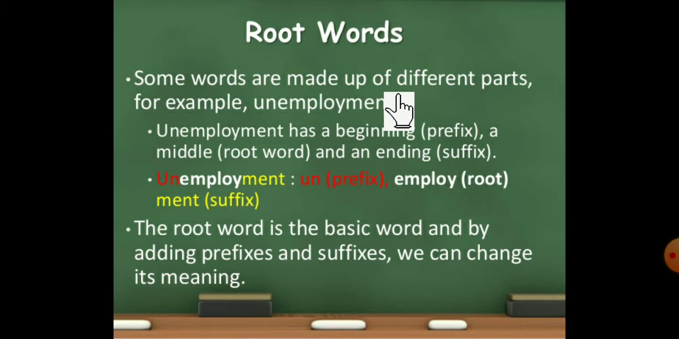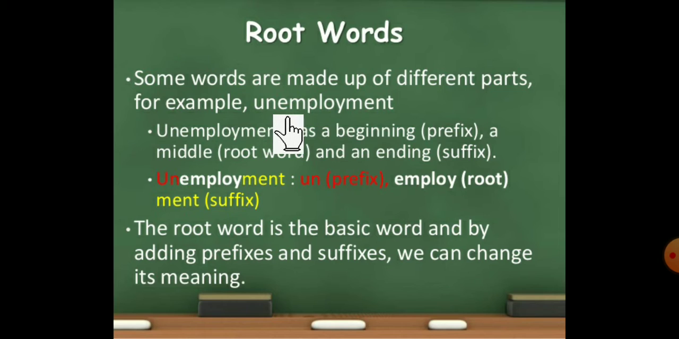Some words are made up of different parts. For example, unemployment. This is a full word. Yes, this is a new word. In this word, I will tell you where the suffix and the prefix are. Here, unemployment has a beginning prefix. Which is the prefix here? Un. Un is the prefix here. Just listen. Afterwards, I will explain the definition of the prefix and the definition of the suffix.